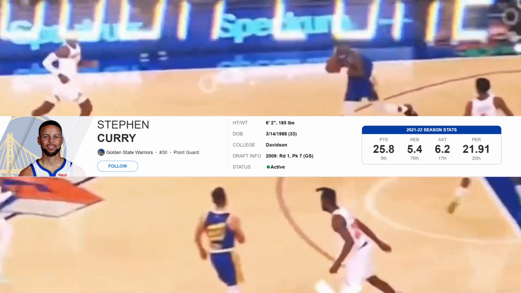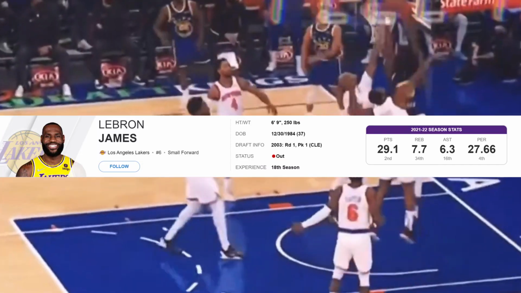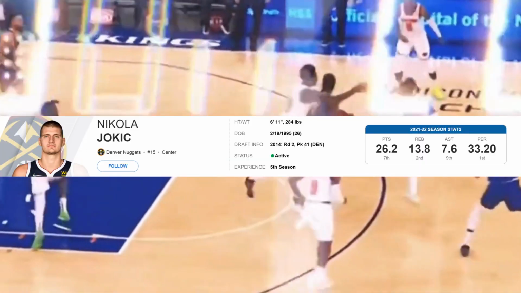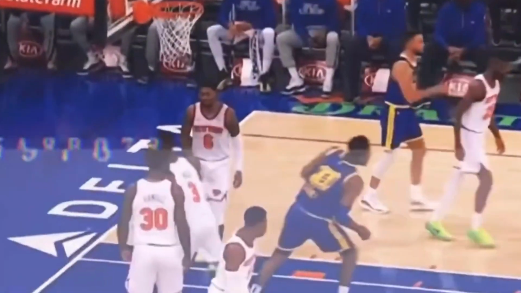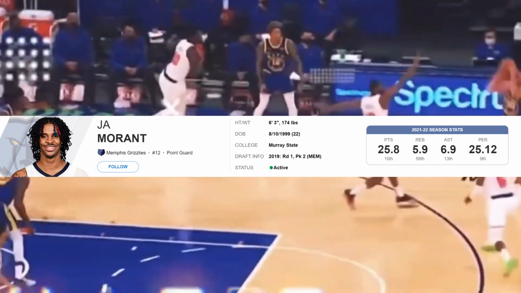Steph Curry is averaging 25.8 points, 5.4 rebounds, and 6.2 assists. LeBron James is averaging 29.1 points, 7.7 rebounds, and 6.3 assists. Nikola Jokic is averaging 26.2 points, 13.8 rebounds, and 7.6 assists. And lastly, Ja Morant is averaging 25.8 points, 5.9 rebounds, and 6.9 assists. You can clearly see that Wiggins is not really at the same level with these other 4 guys. And even if you move your eyes to the advanced stats leaderboard, Andrew Wiggins does not appear on any of them.